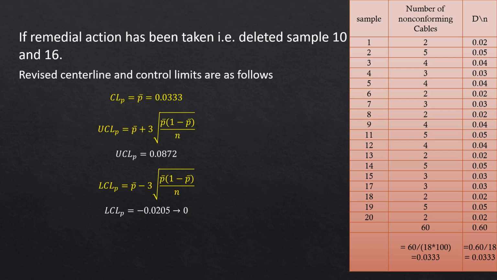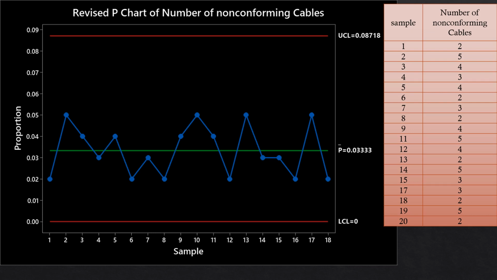Now we prepare the revised control chart. So this is the revised P chart for the number of non-conforming cables, and here we have the updated, revised center line, lower control limit and upper control limit, and here are the total 18 samples, and here the proportion non-conforming, that is P cap. We can easily see from this revised P chart that all the samples, or all the points, are within the control limits. So now we can say that the process is in control.